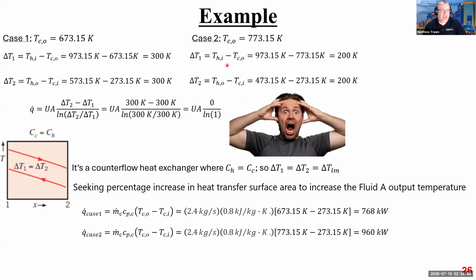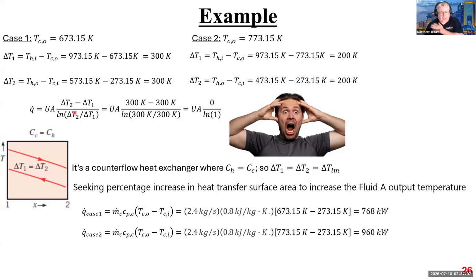I can now plug in these temperature differences into my LMTD equation to back out Q. I need Q to be able to figure out the area difference, which I'm going to take a ratio of the areas to find that percentage.